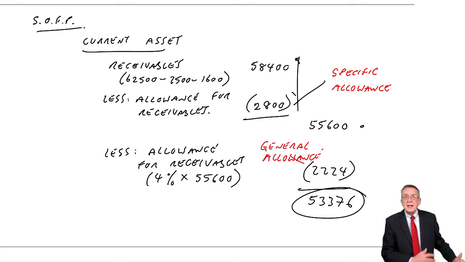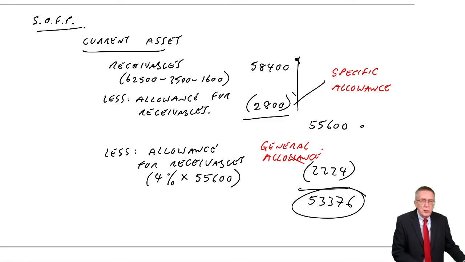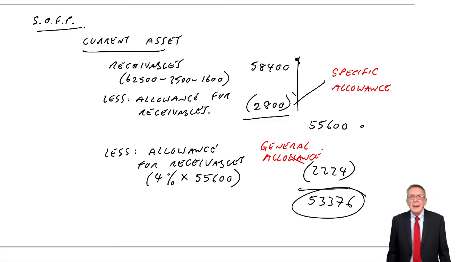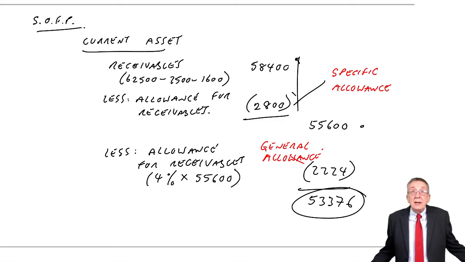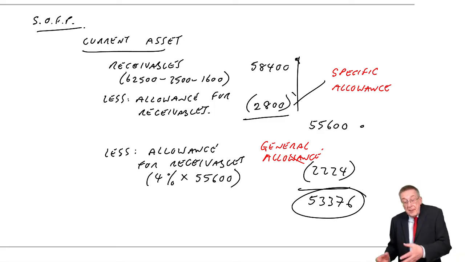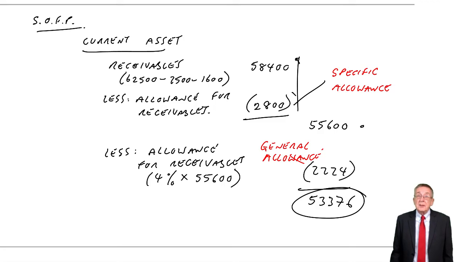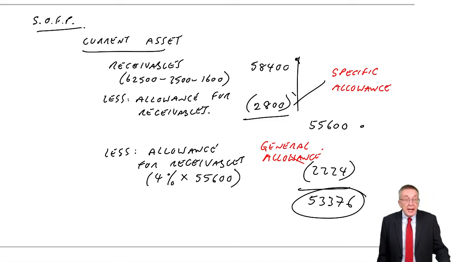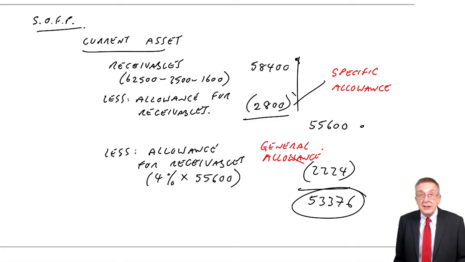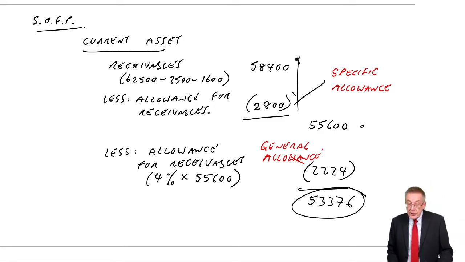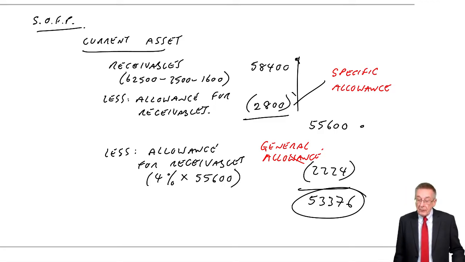In practice, it's whatever seems reasonable. You tend to look at what's happened in the past. On average, 4% don't pay, 10% don't pay. It also depends on the economy. If the economy is going badly, perhaps you have a bigger percent. There's more chance of people not paying. Again, there's no rule. In the exam, you will be told the percentage. If there's no mention, then there's no general allowance. Otherwise, you'll be told it's 4%, it's 5%, whatever.